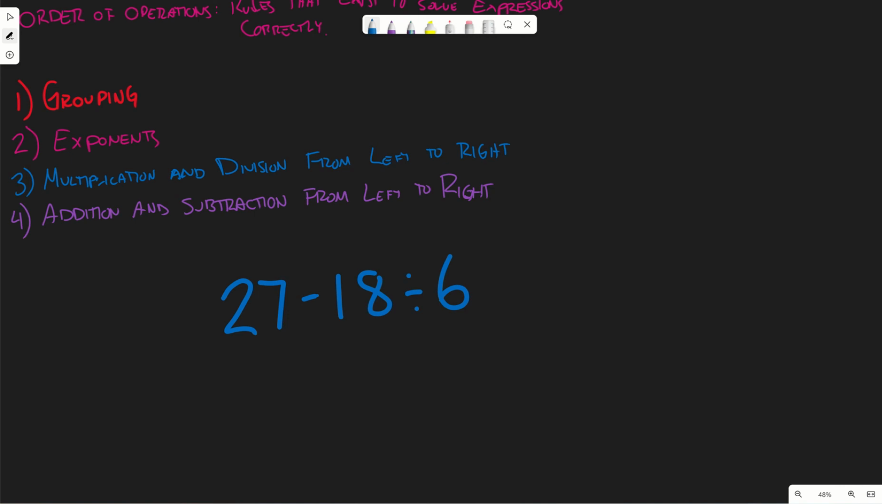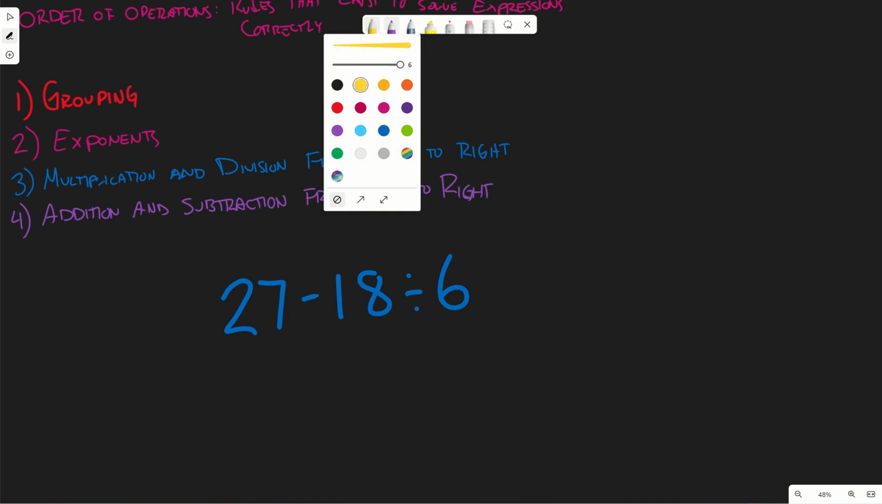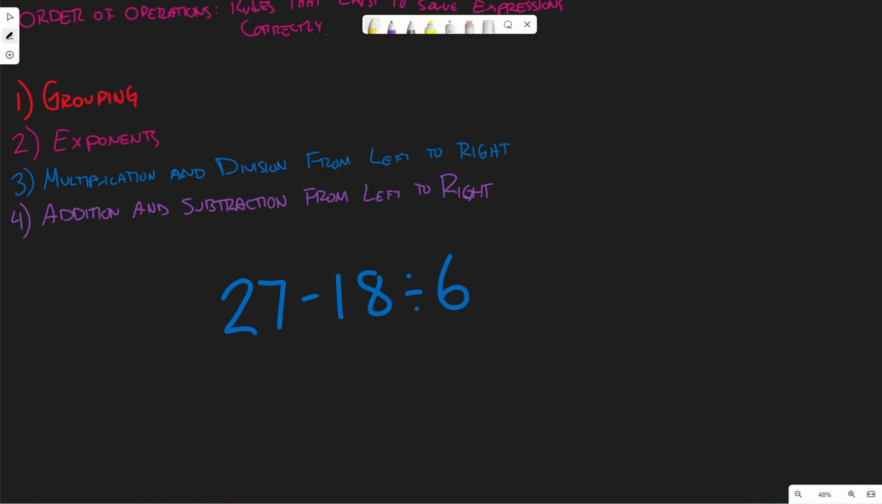When we're seeing multiple numbers and operations, that's when we want to use our order of operations. So if I have 27 minus 18 divided by 6, I want to go through my list and say, all right, are there things here that are in grouping? Are there any grouping symbols, parentheses, anything like that? No, there's no grouping, so we're going to move on. Are there any exponents? No, there's no exponents, so we're going to move on. Is there any multiplication or division? There is a division problem. It's right here. It's 18 divided by 6.